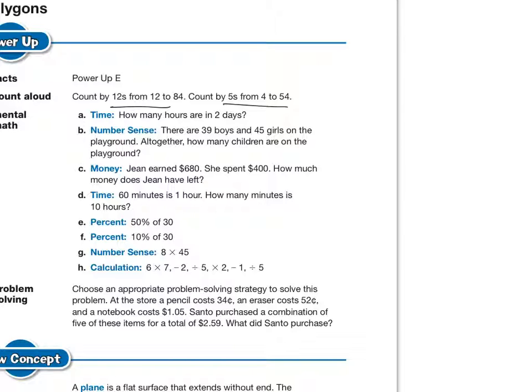All right, here it is. 12. Next one is 24. The next one is 36. The next one is 48. The next one is 60. Then we have 72. And then we have 84 right there. And then 5s, we're going to have this pattern happen here.